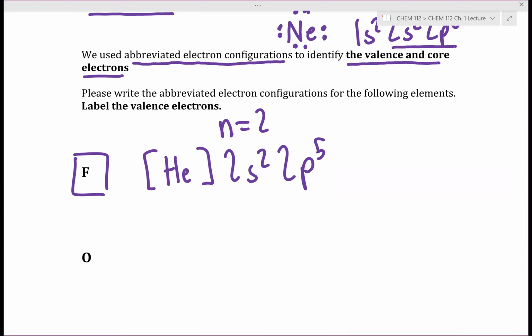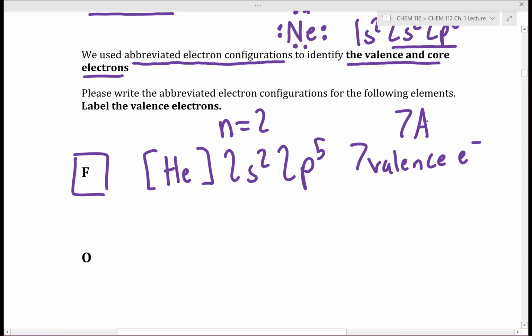Now, how many valence electrons does fluorine have? 7. We have 7 valence electrons. And one nice shortcut that I want you all to remember: fluorine is a 7A element. So our valence electrons are going to be equal to our group number. This is a nice shortcut for identifying valence electrons.